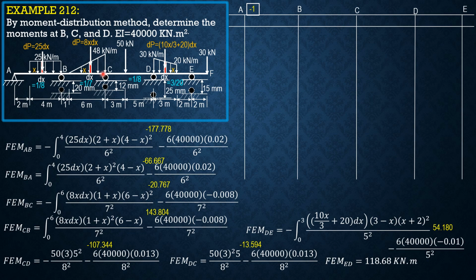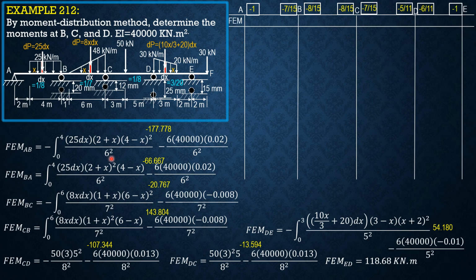the unbalanced moments. Then for BA, it is negative 1 over 8 over 1 over 8 plus 1 over 7, negative 7 over 15. So for BC, negative 8 over 15. For CB, negative 1 over 7 over 1 over 7 plus 1 over 8. So that's negative 8 over 15. So this should be CD, negative 7 over 15. For DC, negative 1 over 8 over 1 over 8 plus 3 over 20. That's negative 5 over 11, for DE, negative 6 over 11. And E, because this is the last support roller, so it is negative 1.